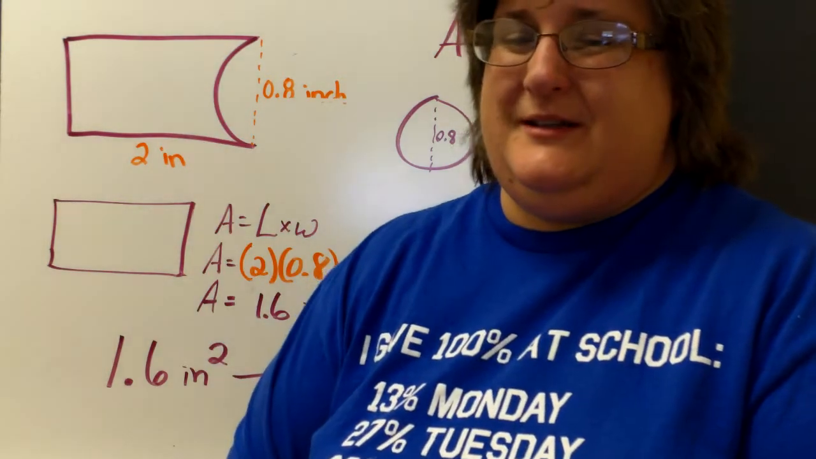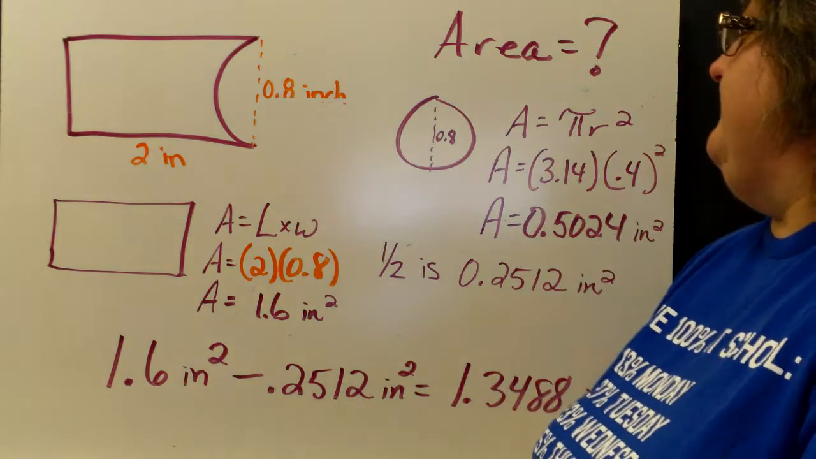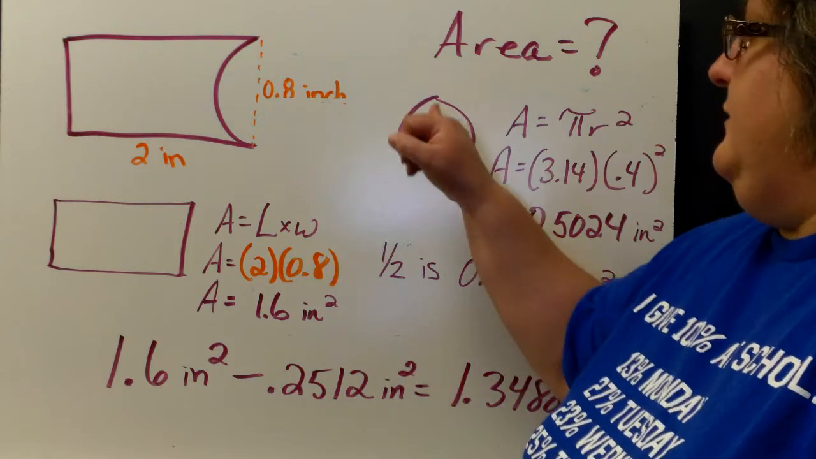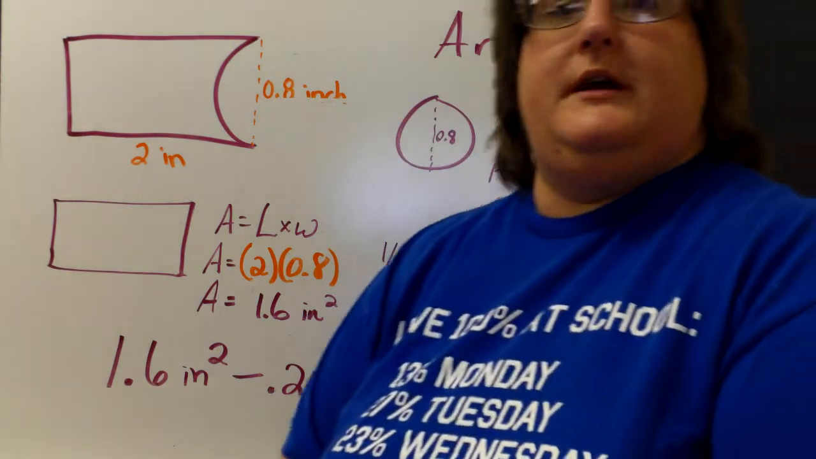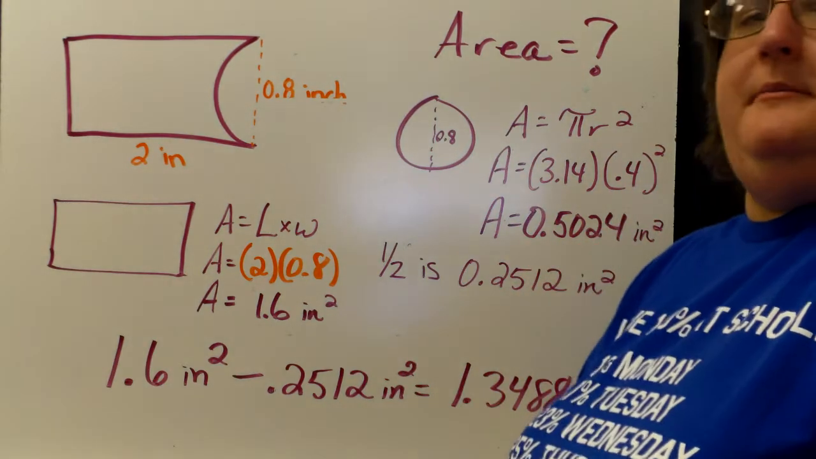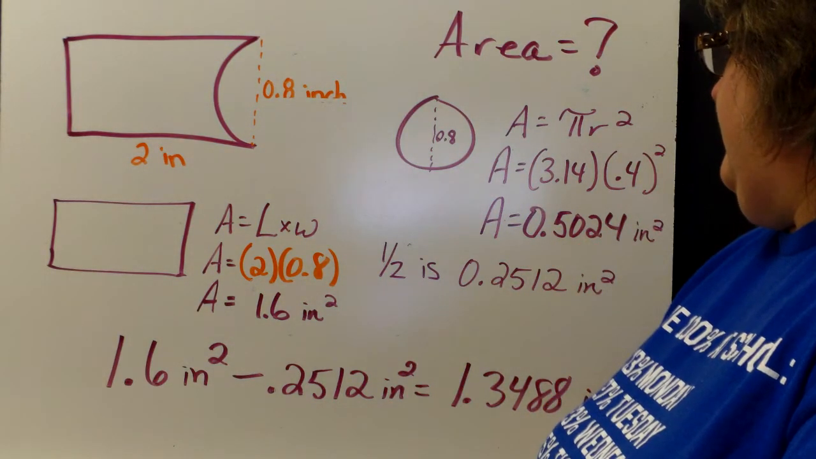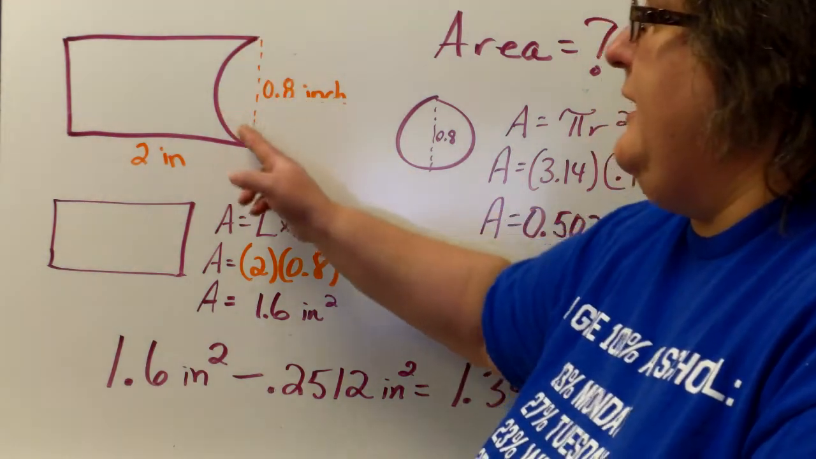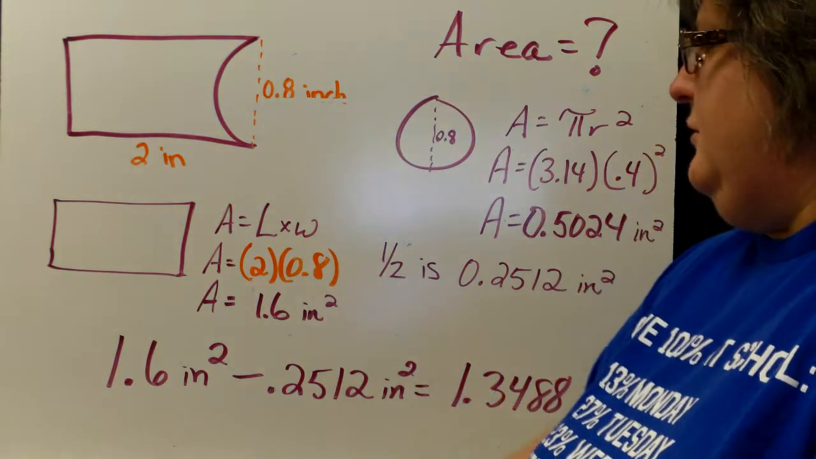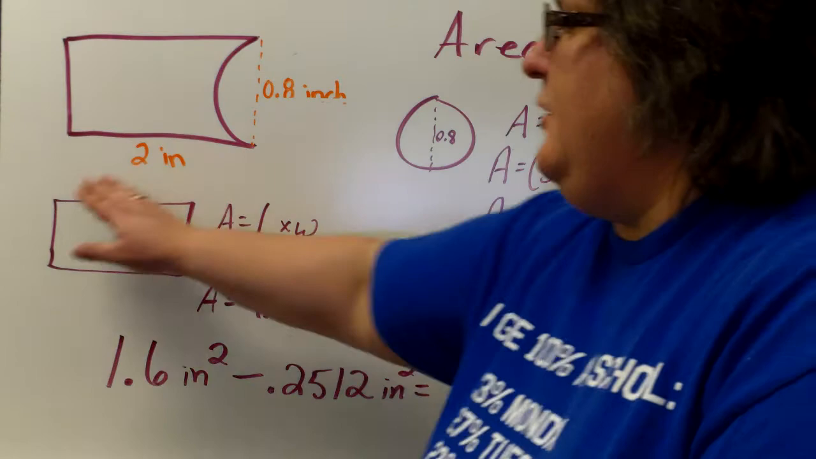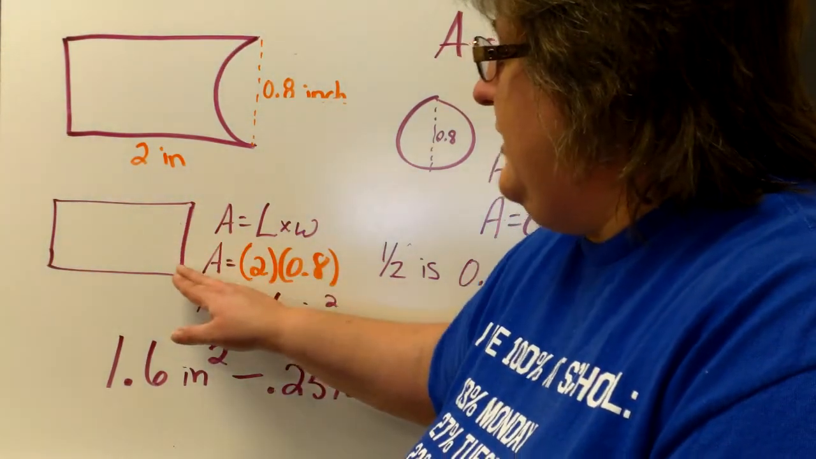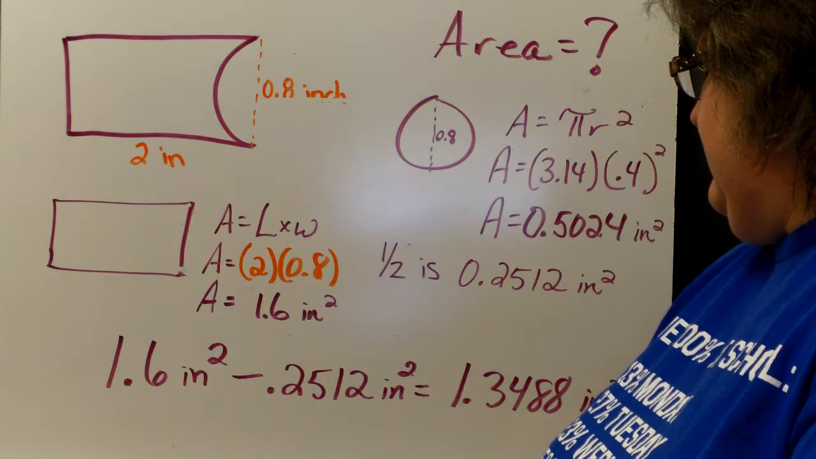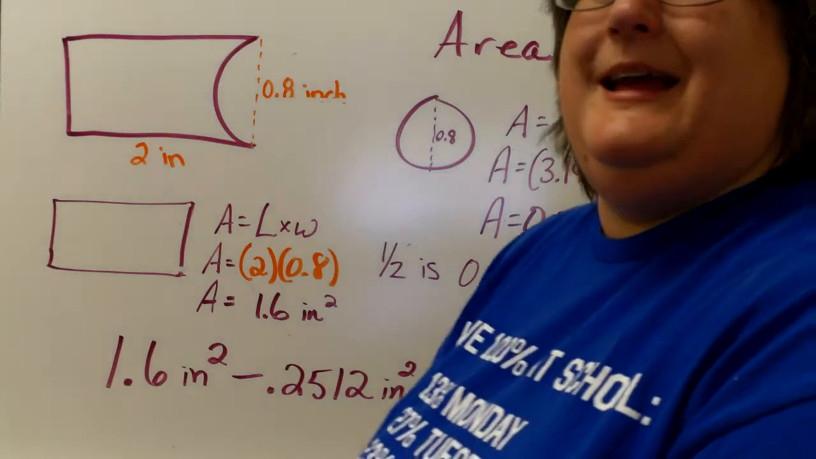Again, you can see the drawing is not drawn to scale. I enlarged it so we can see it a little bit better. If we had the whole circle, that would be pi r squared, and the radius would be 0.4. 0.4 times 0.4, and then times pi, you would get 0.5024 square inches. You would have to cut that in half to get the area of half of the circle. When we subtract the half circle notch from the whole rectangle, we would get 1 3,488/10,000ths of a square inch.